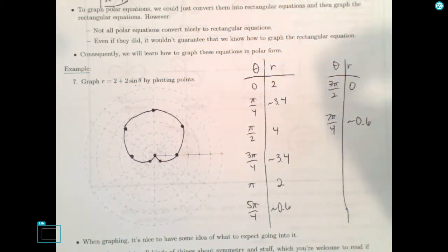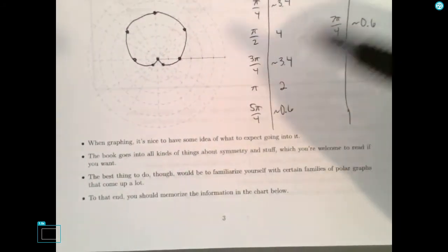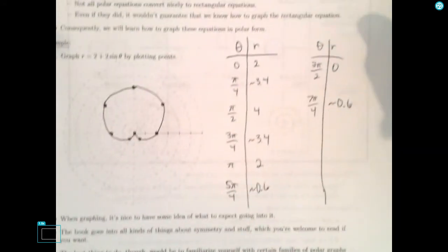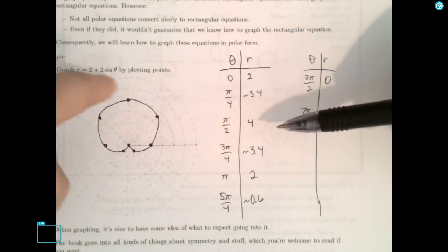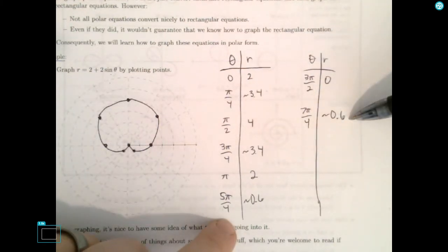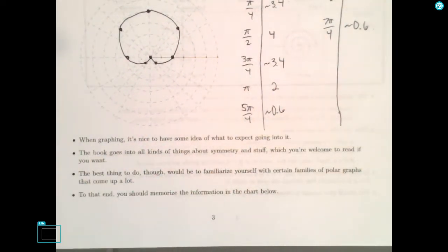And the best way to do that, I think, would be to just memorize what certain families of these kinds of graphs look like. The book goes into all kinds of details about symmetry and testing for symmetry and things like that. We kind of talked about it briefly just by noticing that these values are going to have to be the same because sine of pi over 4 is the same as sine of 3 pi over 4. And same thing here, right? And same thing here and stuff like that. So we kind of talked about symmetry. The book goes into a lot more detail about symmetry. You're welcome to read up on that stuff. Personally, I don't think it's terribly important.